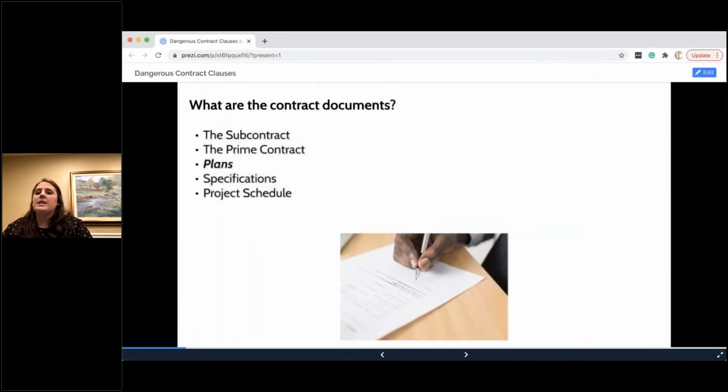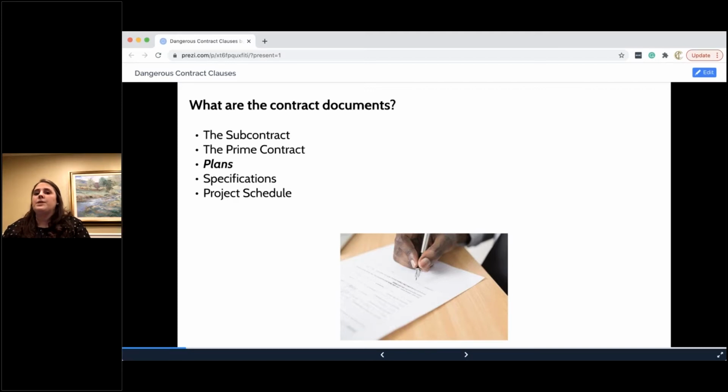And the biggest thing that we see is the inclusion of the prime contract. So first you have your 10, 15 page subcontract. It may have your scope of work, it may have the price, may list the different parties in it, things like that, the typical things you're used to. But what you may miss is a line that says, oh, this also incorporates the prime contract. This incorporates the plans, the specifications, or the project schedule.